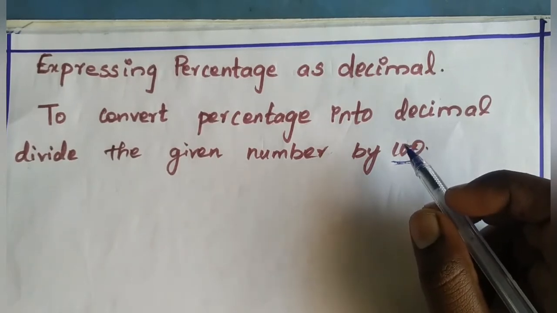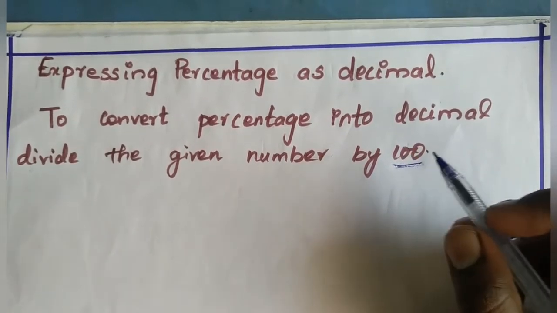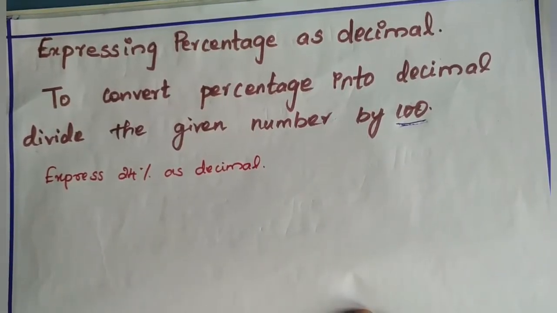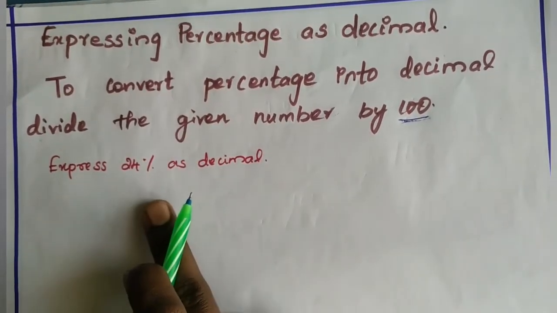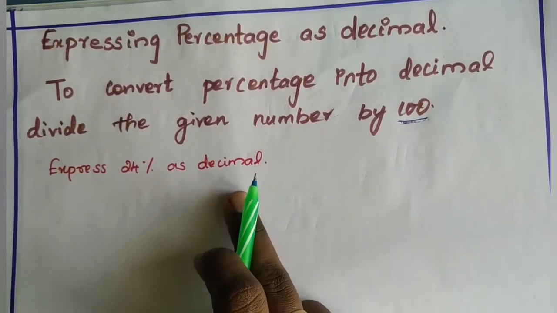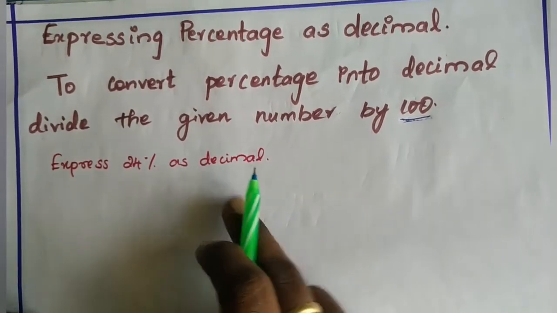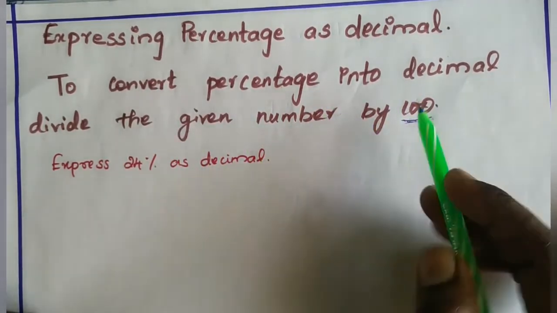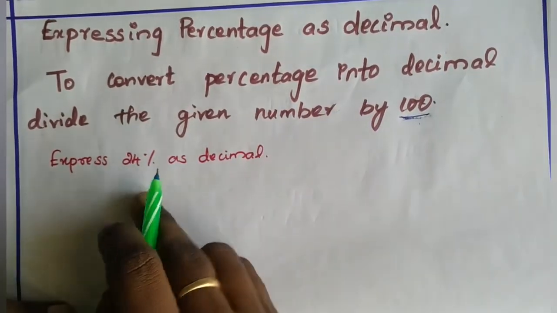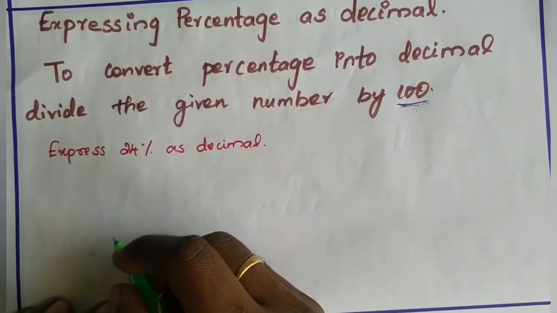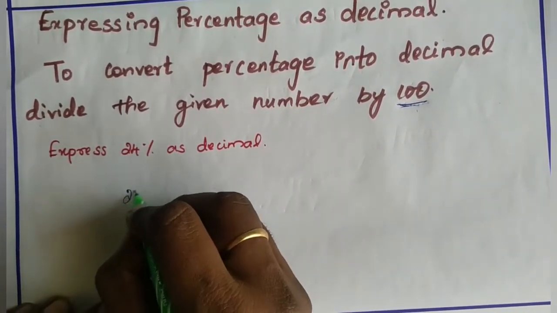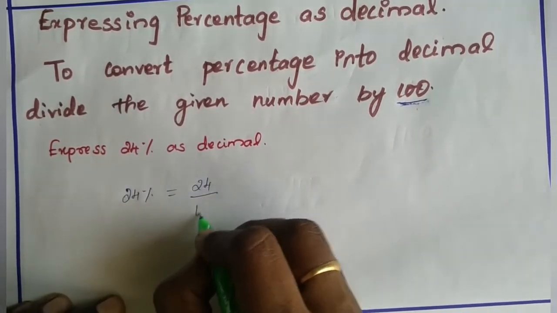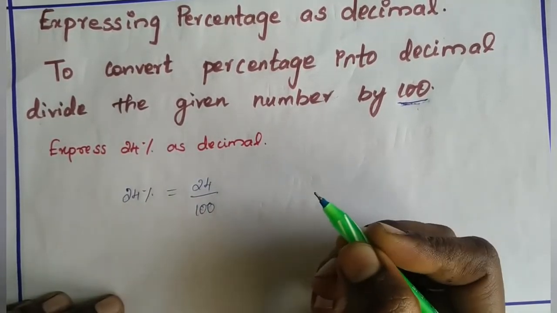Shall we start our session? We are going to see the very first example. Express 24% as decimal. What do you want to do? Convert the percentage into decimal by dividing the given number by 100. The given number is 24. So 24% is equal to 24 divided by 100.